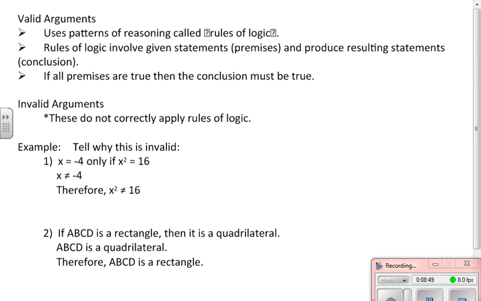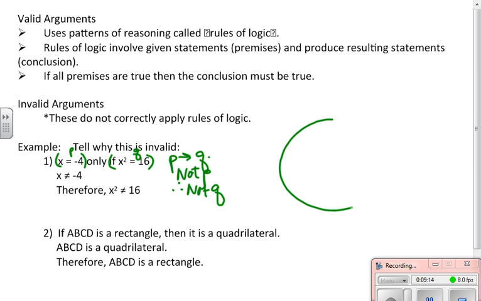So let's look at this one. x equals 4 only if x squared equals 16. So here's my P and here's my Q. Remember, only if is one of those backwards ones. So I have P implies Q, and I'm going to say not P, therefore not Q. So what's wrong with this?